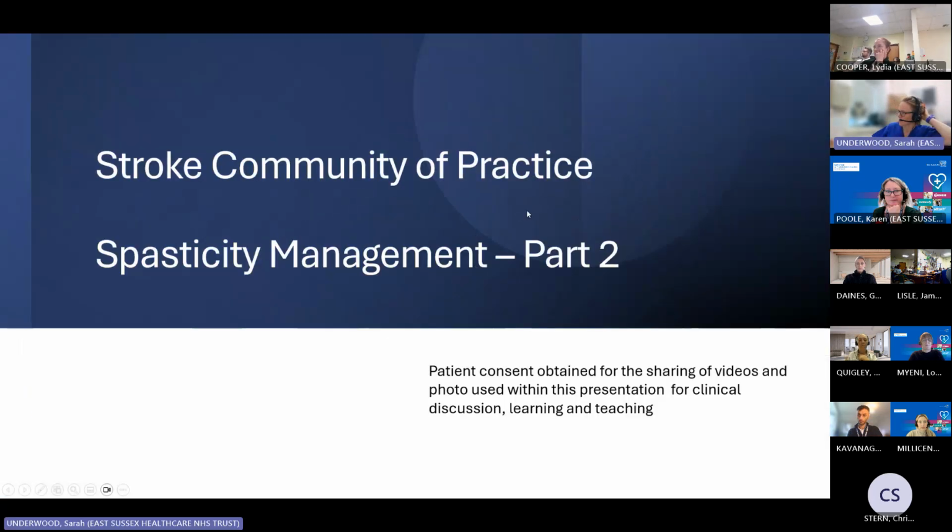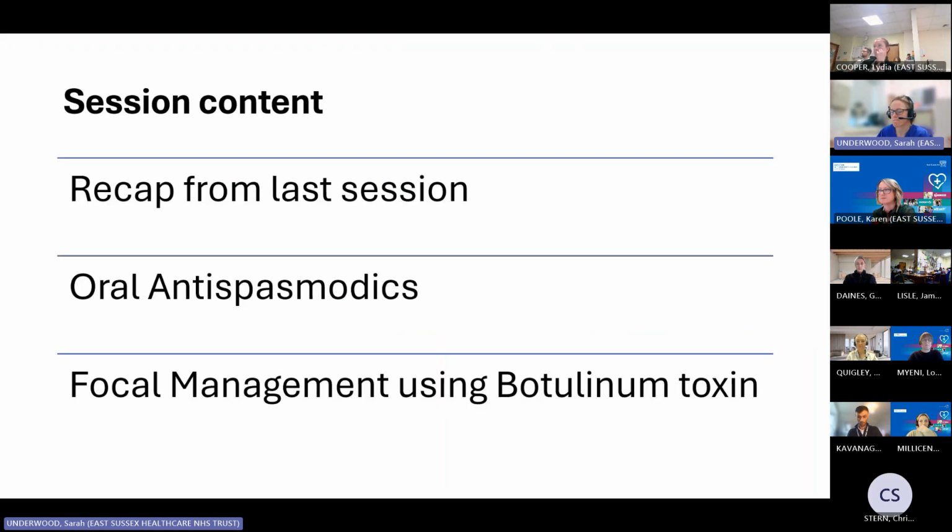So today's session is part 2 of our focus on spasticity management, and we're focusing on the pharmacological side of its management. We're just going to do a really quick recap from what we covered last time, just to get everyone back thinking about spasticity and its management. I'm going to touch on oral antispasmodics. It isn't the primary focus of the session, but we're just going to give a really quick overview of oral antispasmodics, when they might be useful, different types of oral antispasmodics, and then we're going to move on to what the main session is about, and that's the focal management using botulinum toxin.